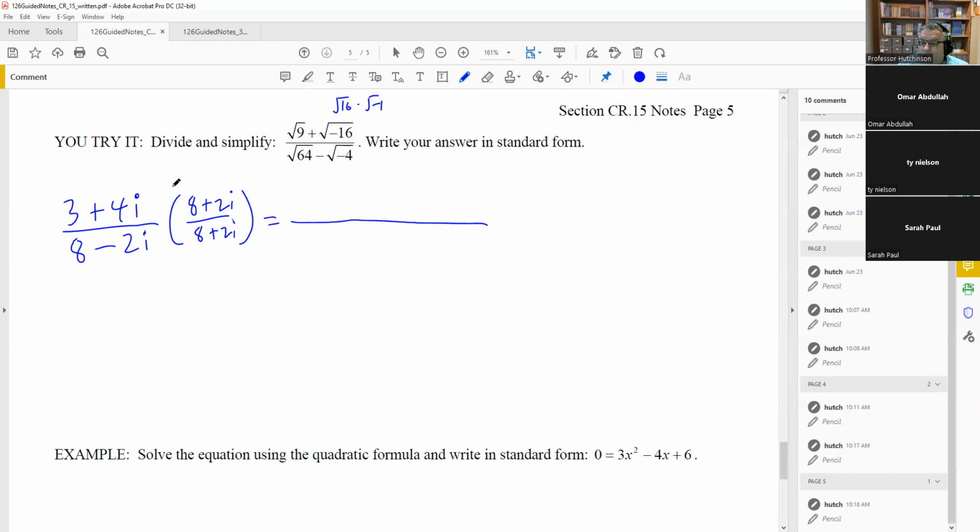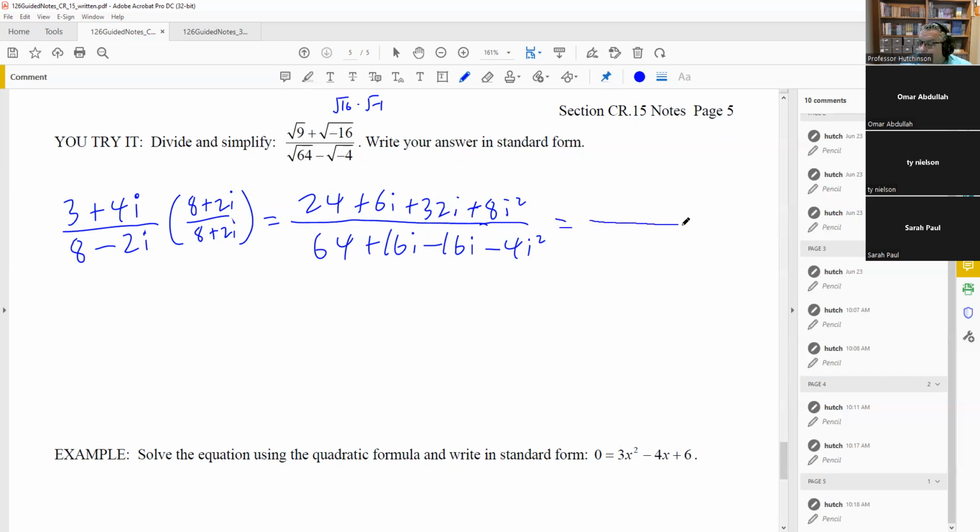We'll multiply that now. 3 times 8, 24. 3 times 2i is plus 6i. 4i times 8 is plus 32i. 4i times 2i is 8i squared. Okay. So foiling that in the bottom, 8 times 8, 64. 8 times 2i is plus 16i. Negative 2i times 8 is negative 16i. Negative 2i times 2i is going to be negative 4i squared.